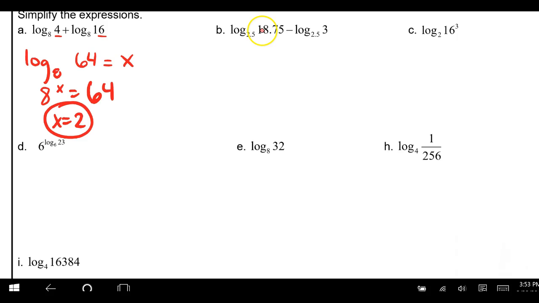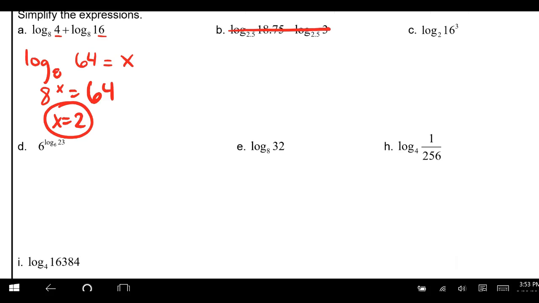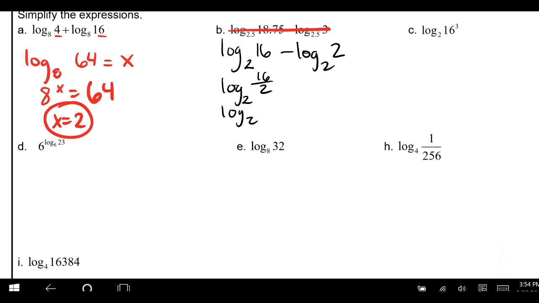Okay, so this next one, you can go ahead and cross this one out because we're going to do a different problem, because you can't use a calculator, and that one would require a calculator. So let's do log base 2 of 16 minus log base 2 of 2. Okay, so now we want to use our quotient rule because we have a minus in the middle. So log base 2 of 16, remember the first number over the second number, 16 over 2. And we know that 16 divided by 2 is 8.